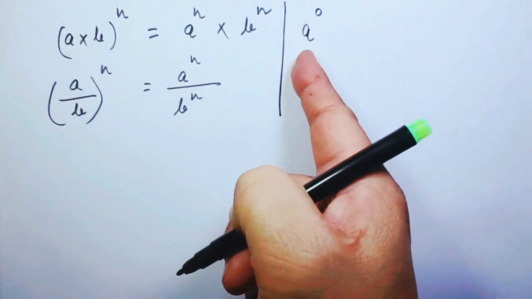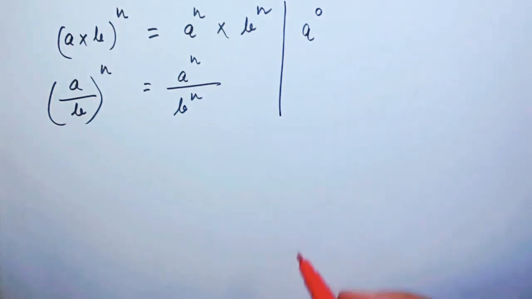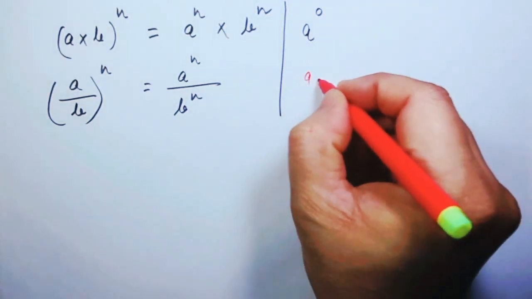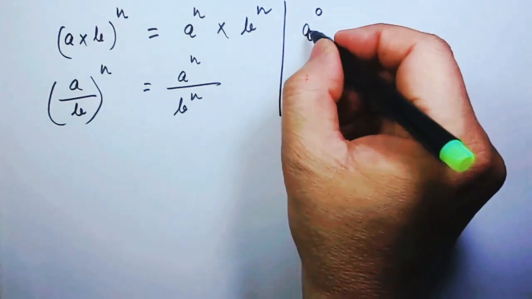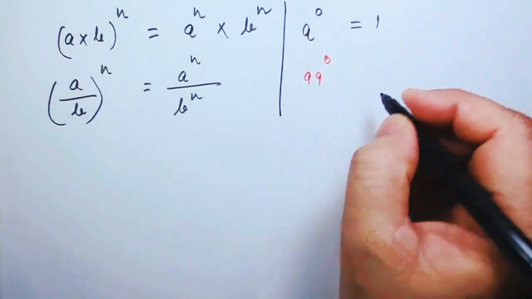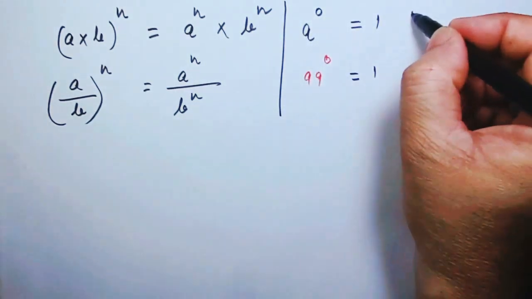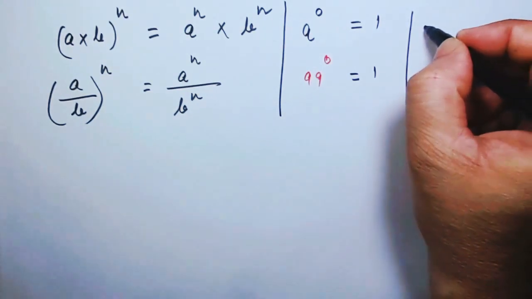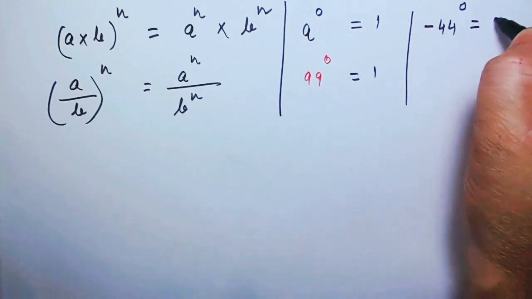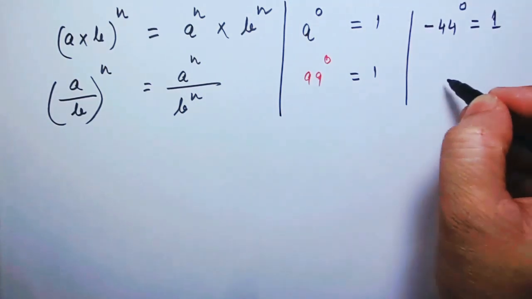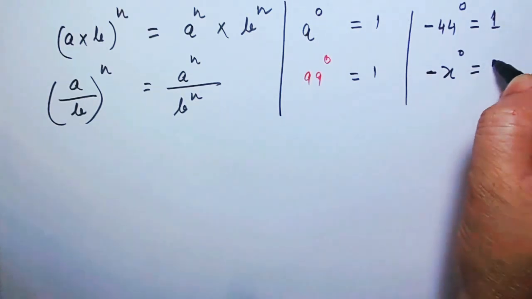Moving on to the next one, we have a very important formula, that is a to the power 0. Now, a is a variable, so it can be anything. For example, instead of a, I can take 999 to the power 0. Because a is a variable, a to the power 0 is equal to 1. Any number raised to the power 0 is equal to 1. Even if I take minus 44 to the power 0, you will get the value 1. X to the power 0 or minus x to the power 0 is equal to 1.